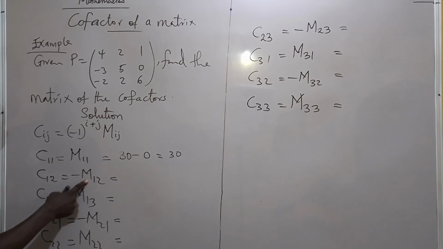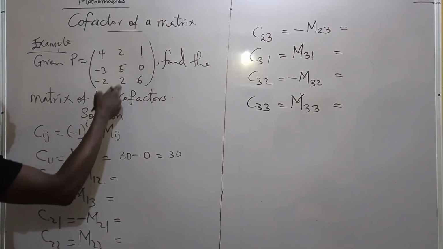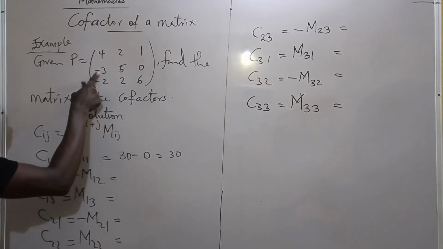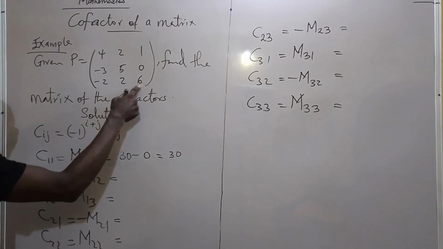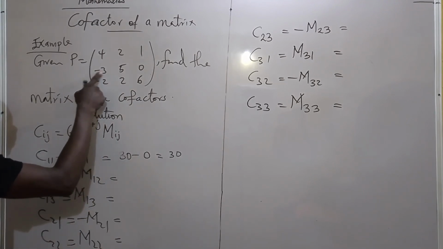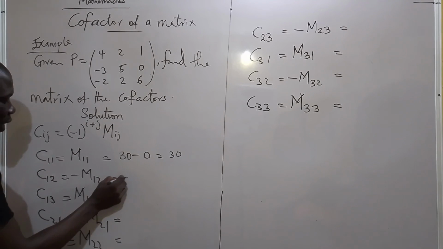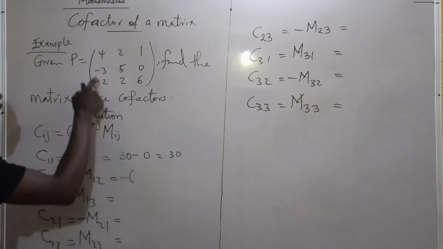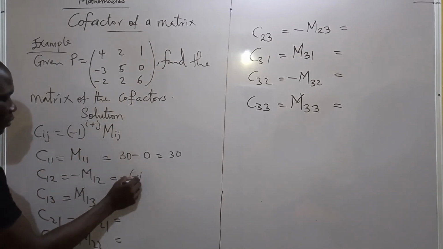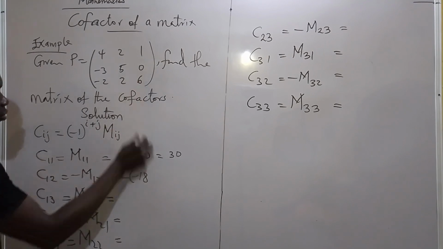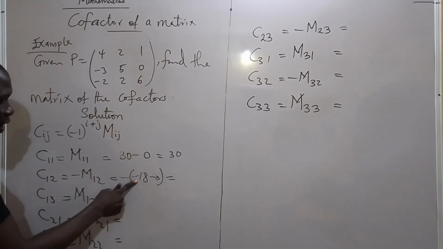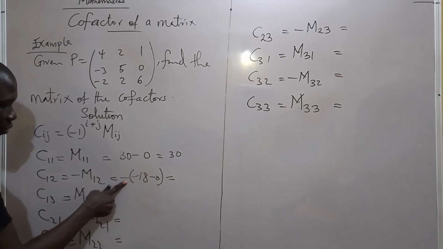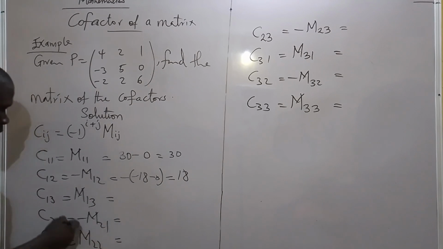For M12, we are deleting the first row, the second column. Delete that. First row gone, second column gone. We're left with -3, 0, -2, and 6. So determinant of this, -3 times 6. So this is minus first because of this minus here. So put the minus first here. So -3 times 6 is -18. Okay, -2 times 0 is 0. So if we simplify this, -18 minus 0 is -18. -18 times this minus here will give us +18.